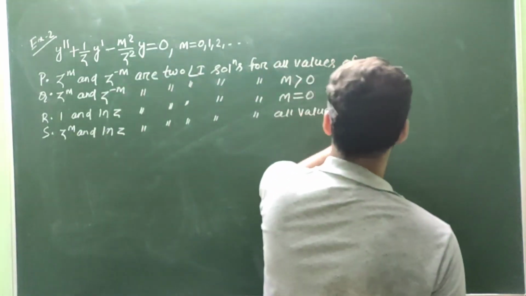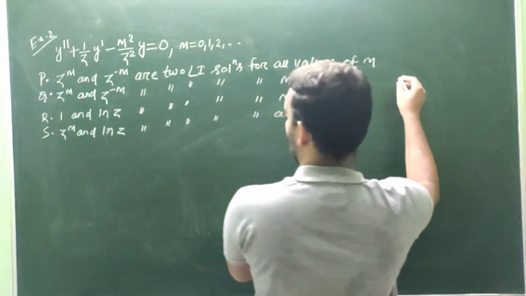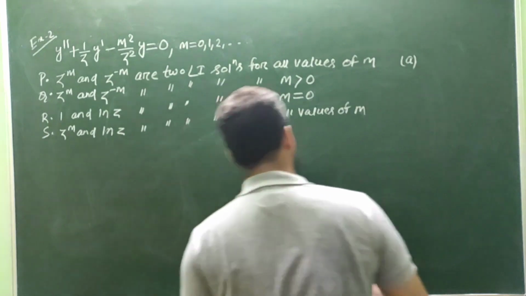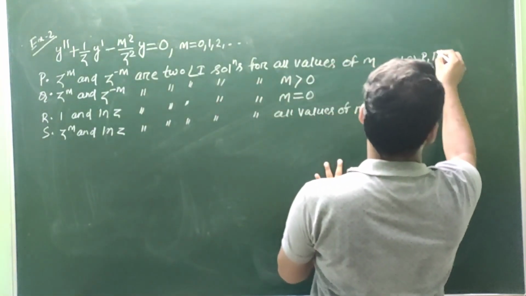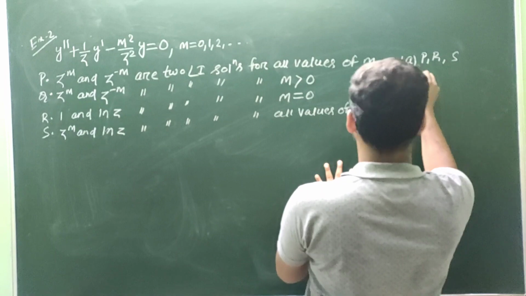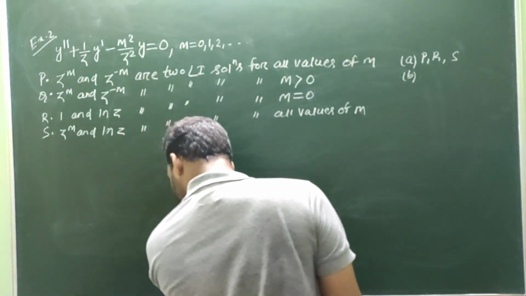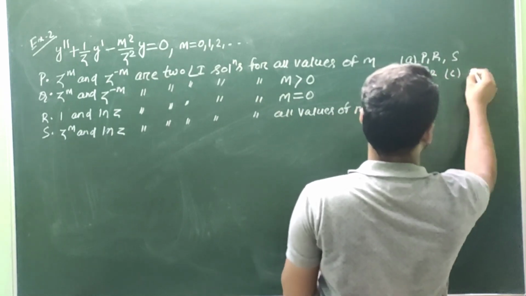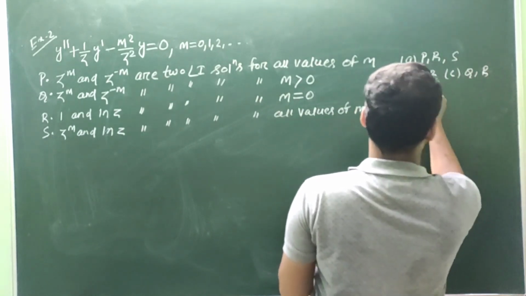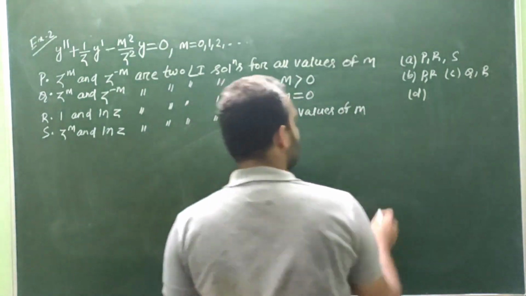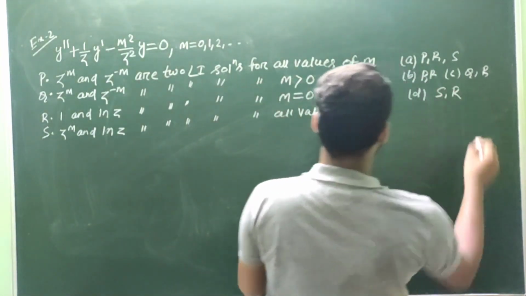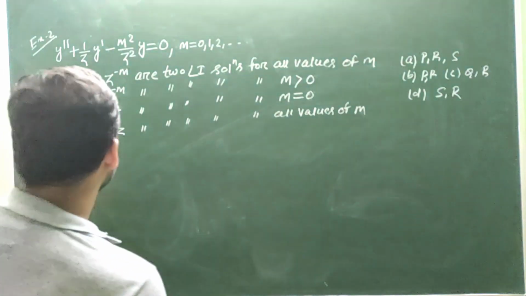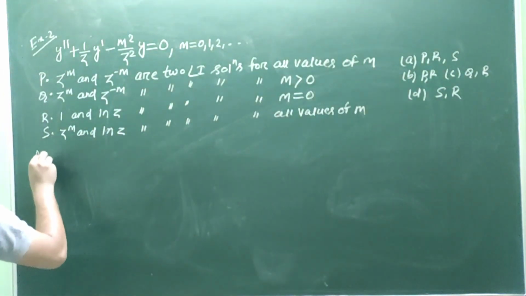Right. So the options given are: option A is PRS, option B is PR, option C is QR, and the last option is SR. Now this is very fundamental. You have to do some analysis here. Now let's see the answer.